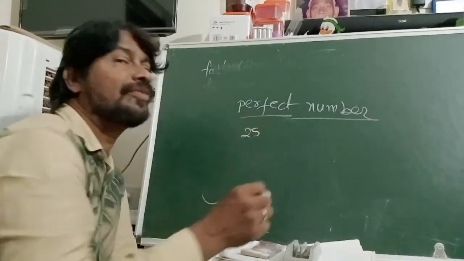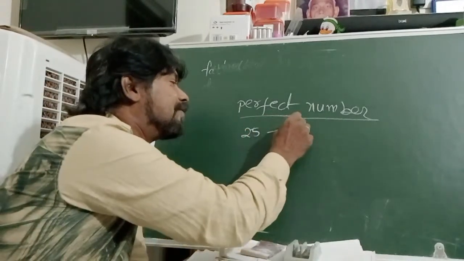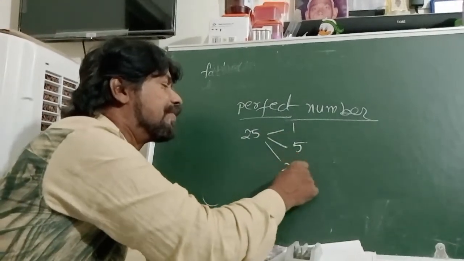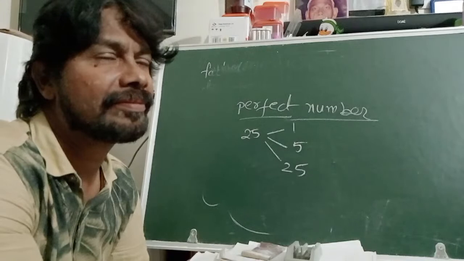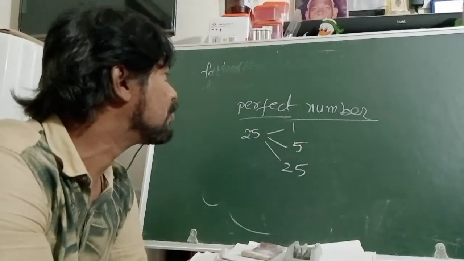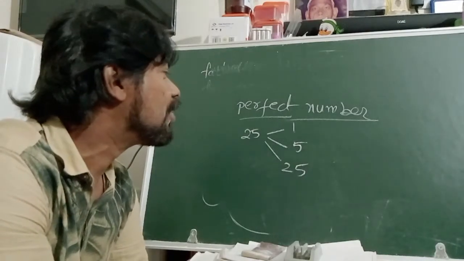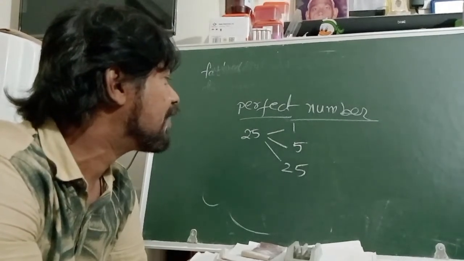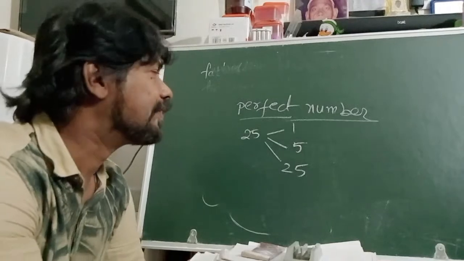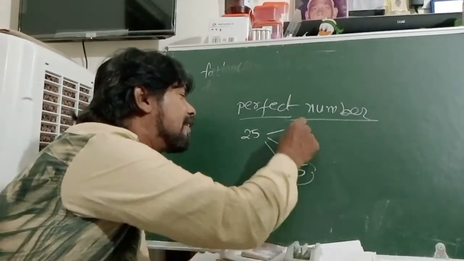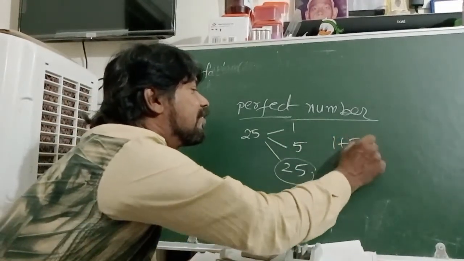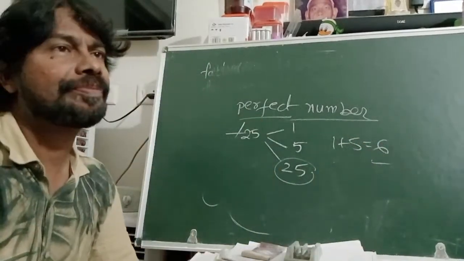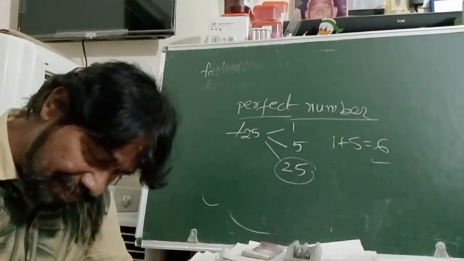Suppose take 25. What is 25? Factors of 25: 1, 5, 25. Is it true or not? Sum except 25: 1 plus 5, that is equal to 6. So 25 is not a perfect number.